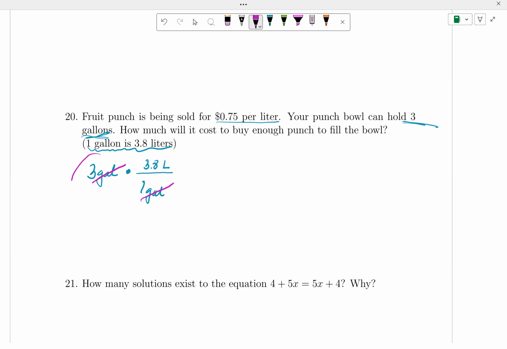So now what we have here is some amount of liters, and we don't even have to multiply just yet, but we know the cost of each of those is given to us as 75 cents. So times this by 0.75. This is what we want to plug into our calculator. So I'm actually going to grab mine real quick. It's 3 times 3.8 times 0.75. And the cost for that is $8.55 to fill the bowl.